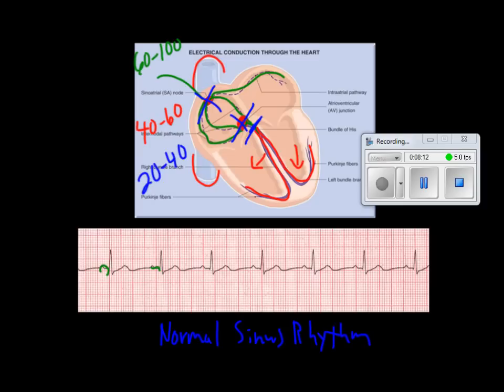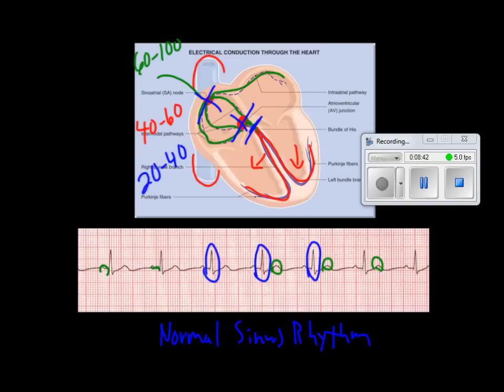So the bundle branches, the bundle of His system, and the ventricles themselves are depolarizing the ventricles. So what's represented on the ECG tracing is your QRS complex. Your QRS complex, which I'm circling in blue right now, represents ventricular depolarization of the heart. And the T wave here, I'm going to circle in green, is ventricular repolarization. So that's when the ventricles are getting back to a resting state, or a more negative state.